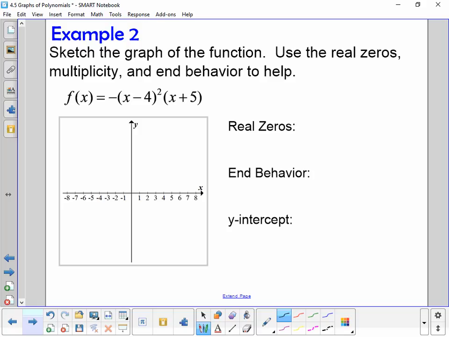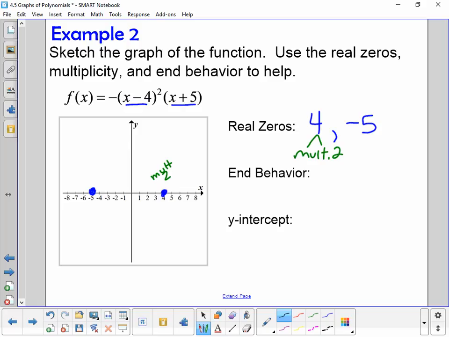Here's another one, f of x equals negative quantity x minus 4 squared times x plus 5. So we start by listing the zeros of the function. For the factor x minus 4, the zero is positive 4. And for the factor x plus 5, the zero is negative 5. We do have a multiplicity here, which will affect the behavior of our graph. So we have 4 and negative 5, and I put a little note to myself that I have a multiplicity of 2 here.